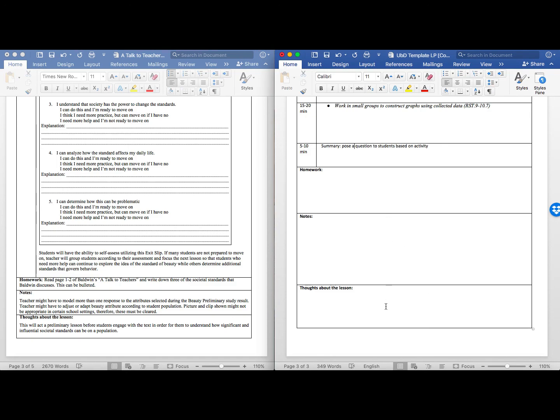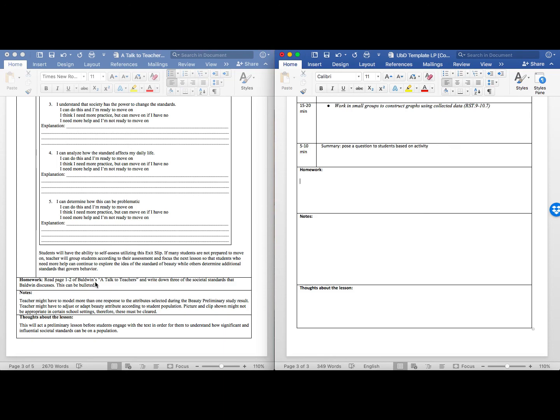So notes and thoughts about the lesson is really an optional piece of the Danielson lesson plan template. Again, the template is crafted so you have the ability to think about every single piece of lesson planning and why every single piece of lesson planning is important in its own distinctive way. So for homework, is there going to be a follow-up with this activity or with this lesson that the students learned today? And if so, what is that going to be?